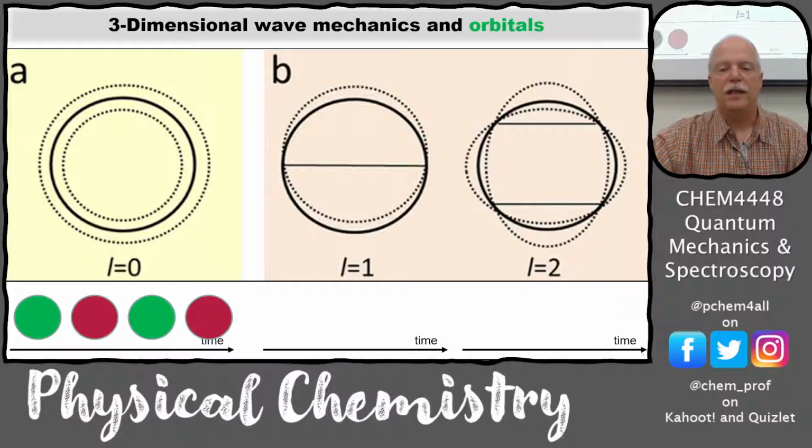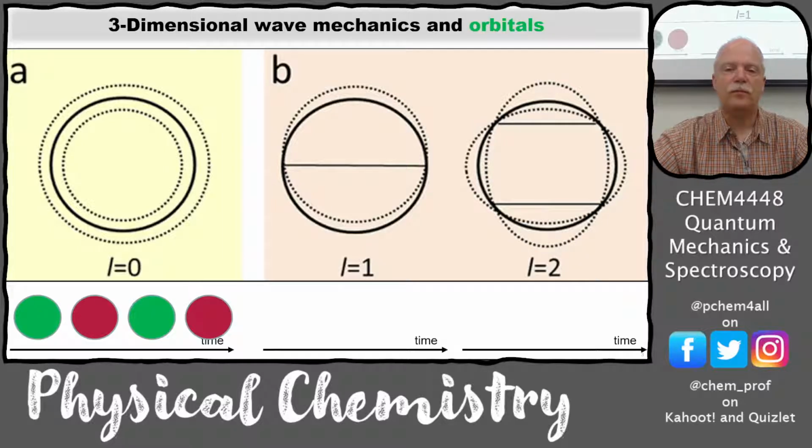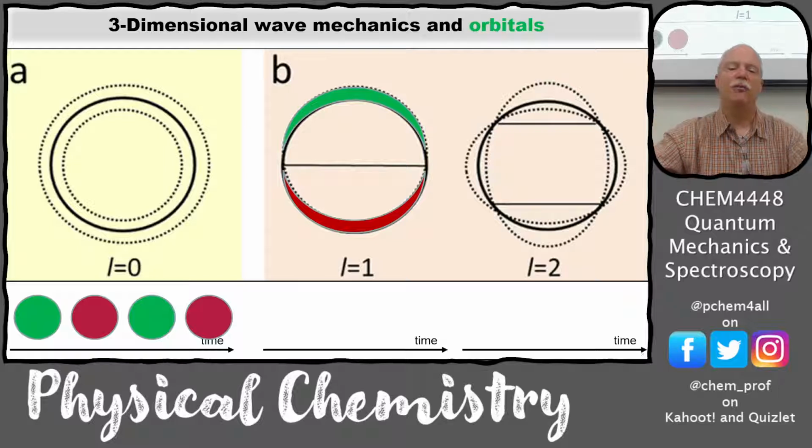Okay. This next one is a p orbital, and the dark black line is the average position, and the dotted line is its deflection. Notice it's deflected upward, and so we would call that part of the deflection green, and then we would color this bottom part where it shrinks red.